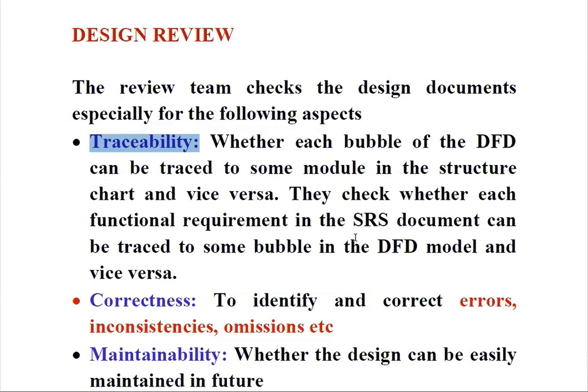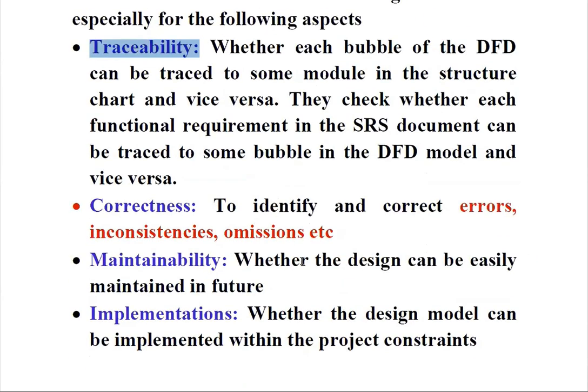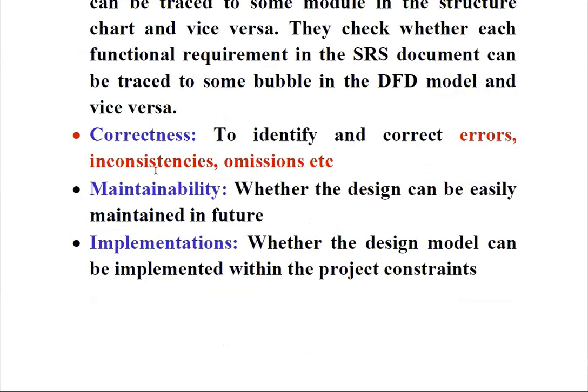They check whether each function required in the SRS document can be traced to some bubble in the data flow diagram model, or vice versa. That means you have to keep the SRS and make sure every aspect is covered in the data flow diagram and is easily traceable. Correctness: to identify errors, inconsistency, omission. We should see whether they have corrected everything, any inconsistency, anything left. Maintainability: whether the design can be easily maintained in future.